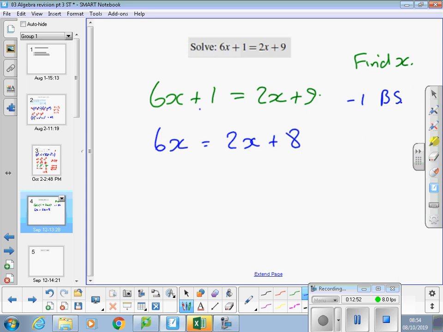Because what we're effectively doing, just to clear that up, is we're putting minus 1 there and we're putting minus 1 there. We can do anything to one side, as long as we do the same thing to the other. Yeah. So that effectively cancels that 1 and takes 1 off that 9 to make it 8. All follow that? Yeah. Where do we go next?